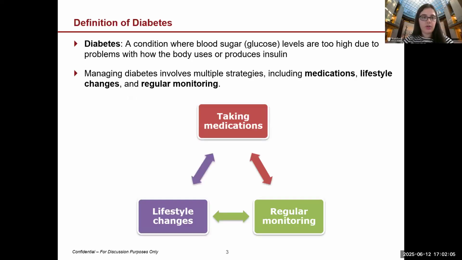So we'll start with an overview of diabetes. Diabetes is a condition where blood sugar or glucose levels are too high due to problems with how the body uses or produces insulin. And managing diabetes usually involves multiple strategies, including medications, such as making sure that you are adherent to your medications and you are on the appropriate medications as well. Lifestyle changes, which include diet and physical activity or exercise, as well as regular monitoring, which includes the regular labs that you need to perform regularly.